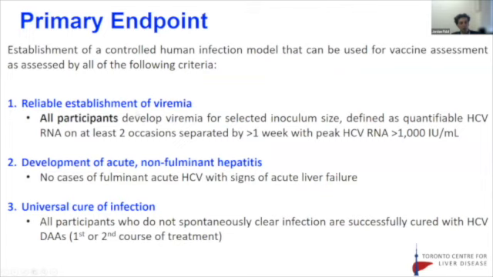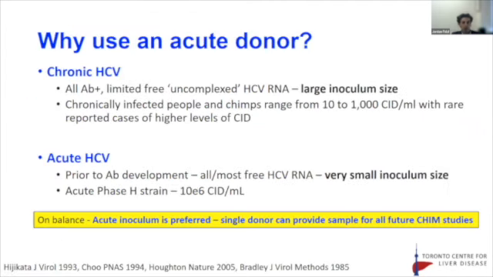So you get reliable establishment of viremia. We really want to see everyone develop viremia, and have some definitions for that. They do develop an acute non-fulminant hepatitis, so there are no cases of fulminant acute HCV, and that we get universal cure of infection, certainly with 2 courses, if not on the first course of DAAs.